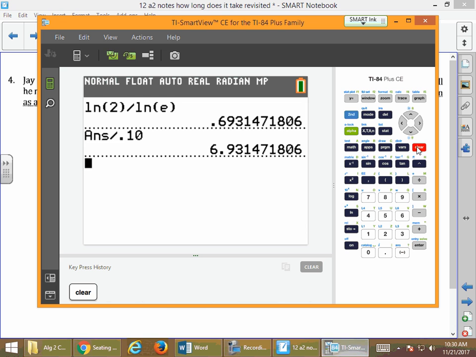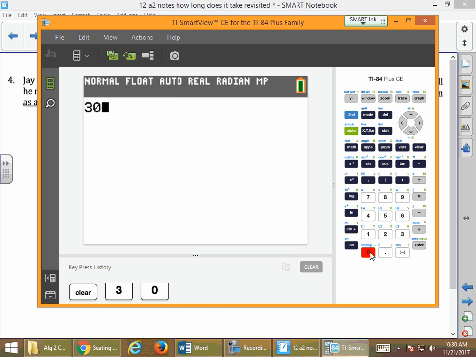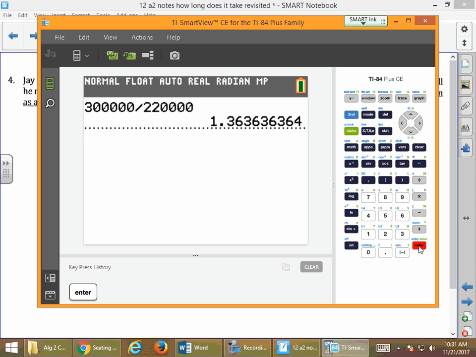I want to show you something on a calculator. 300,000 divided by 220,000 gives us this big long decimal. A decimal that we don't want to write down any more than we want to write 300,000 divided by 220,000 every single time. We can make it a little bit simpler.